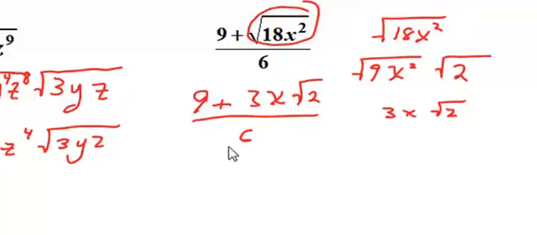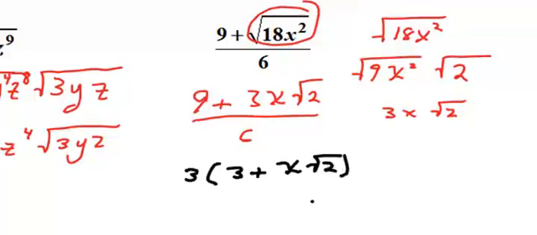Okay, well, how do we simplify a fraction? We cancel common factors, which means we have to factor. The numerator has 2 terms, GCF or difference of squares. We have a common factor of 3. So we're going to factor out that 3, and we're left with 3 plus, we factored out this 3, so we just have x times the square root of 2 over 6. Factors of the numerator are 3, and 3 plus x times the square root of 2.